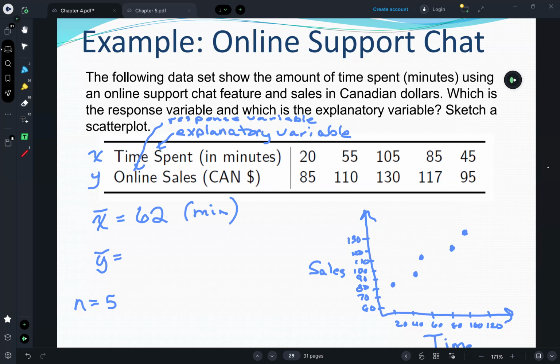Again, we want to sum all of the sales. 85 plus 110 plus 130 plus 117 plus 95. Divide by N, which is 5. We get, yes? Yes, 107.4. So that would be $107.40 is our average.